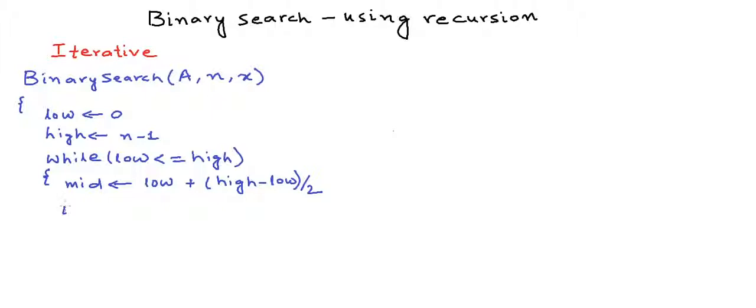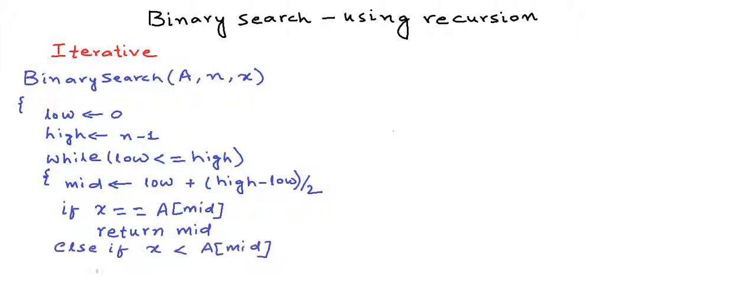Now there are three conditions. If x is equal to the middle element, we have found x in the array, so our search is over. We return the index mid and exit. Else if x is less than the mid element, we adjust high to mid minus 1 to say that we discard anything which is on or after mid, because x is less than the middle element and the array is sorted. Else if x is greater than the mid element, which should be implicit here for the third condition, in this case we set low as mid plus 1.